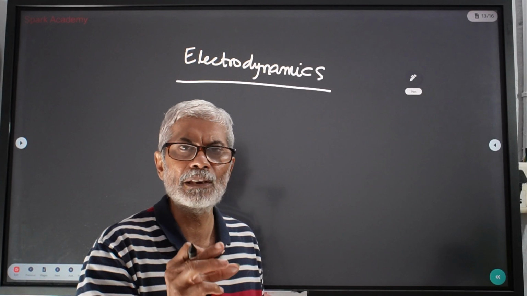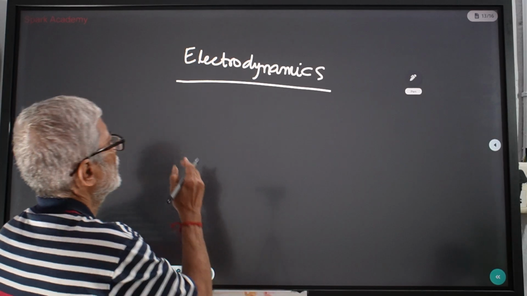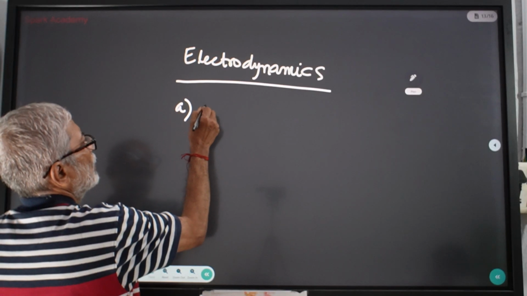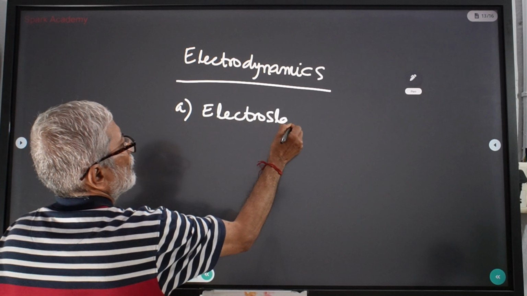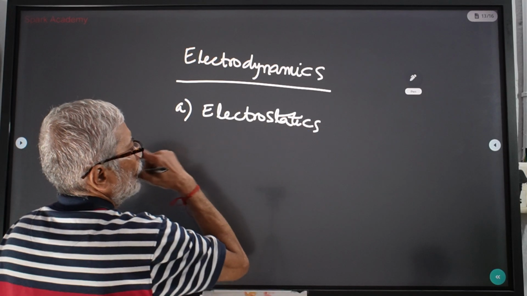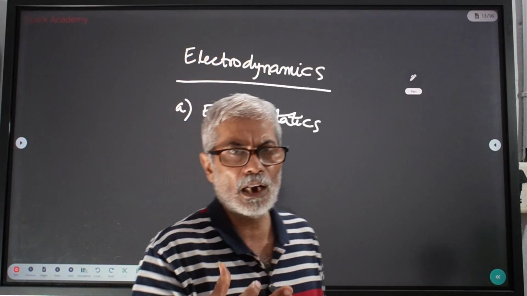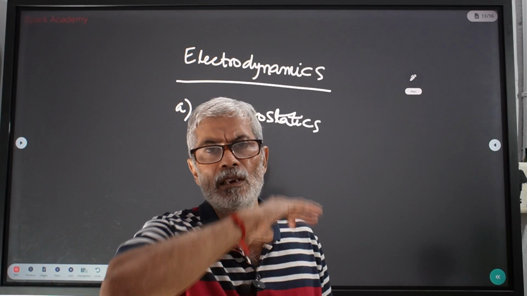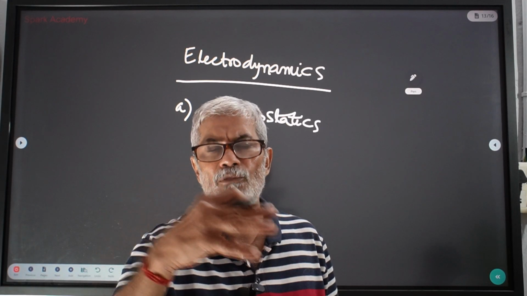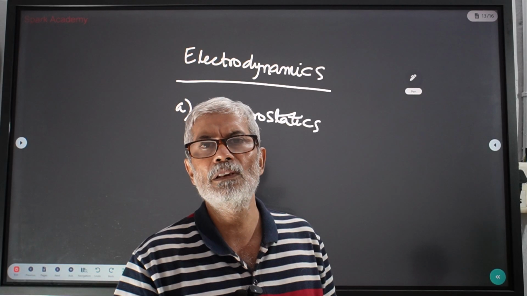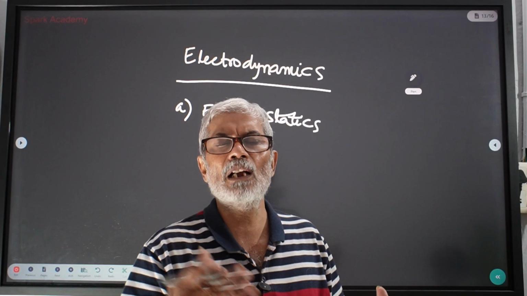It's not that only topics and subtopics. So in electrodynamics, the first important thing is electrostatics. Electrostatics is nothing but charge at rest. So charge at rest will produce an electric field. An electric field is a field around a charge within which its influence is felt.